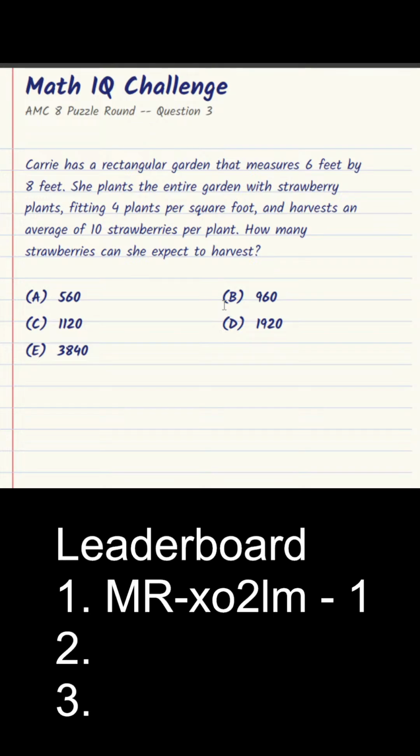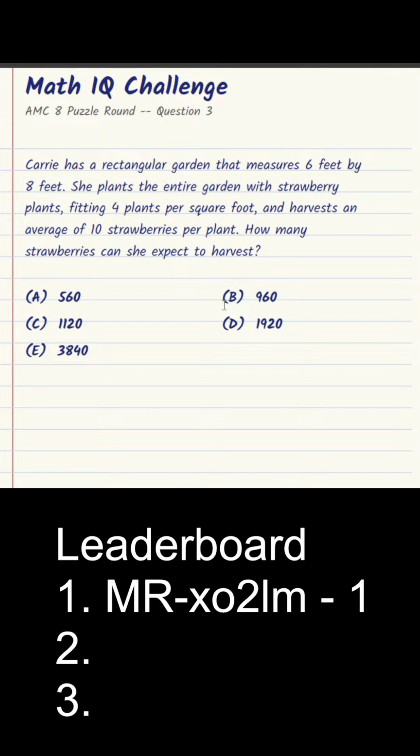So the next question is, Carrie has a rectangular garden that measures 6 feet by 8 feet. So that is the dimension of the garden. She plants the entire garden with strawberry plants fitting 4 plants per square foot and harvests an average of 10 strawberries per plant. How many strawberries can she expect to harvest?